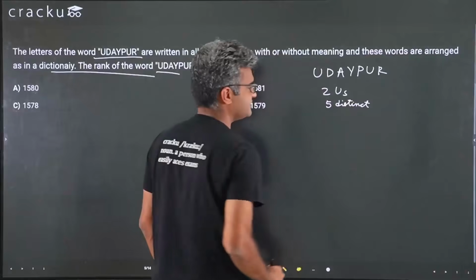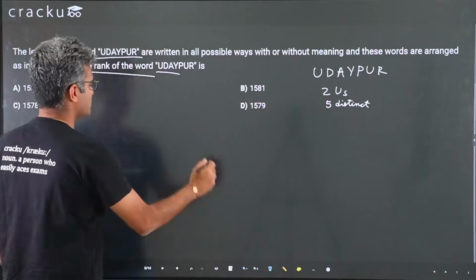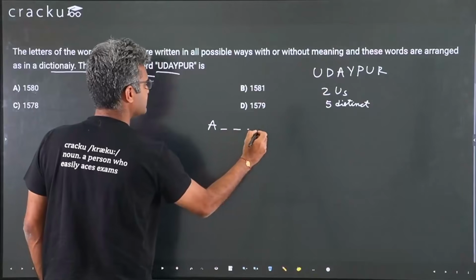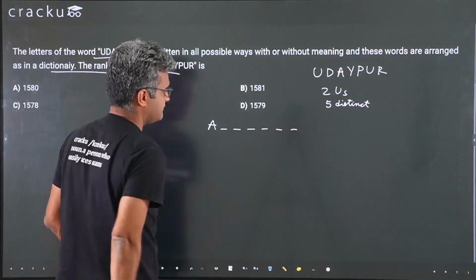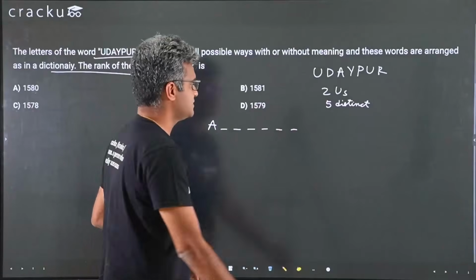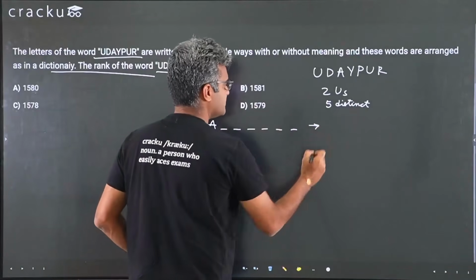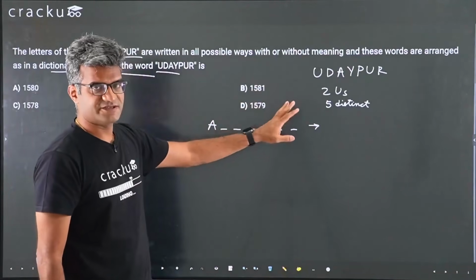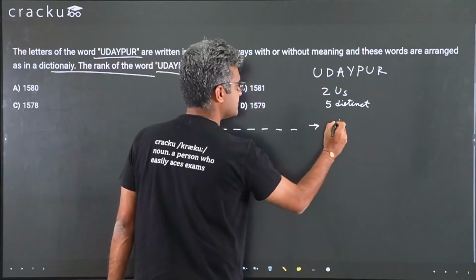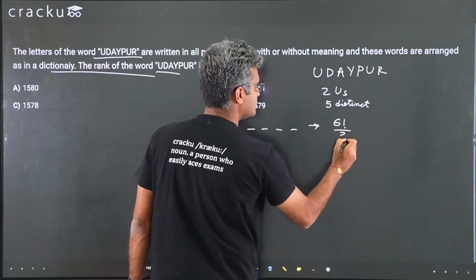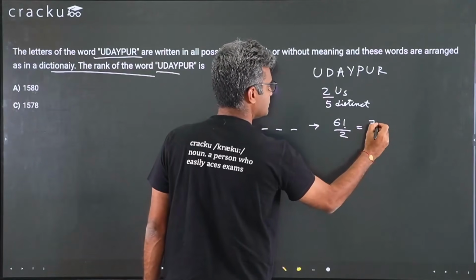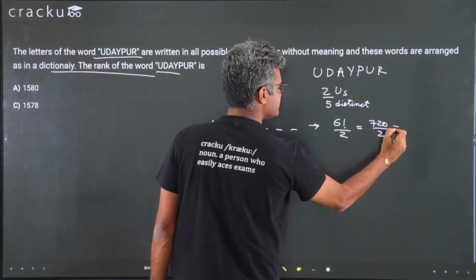In a dictionary, the first letter is A. So if you are looking at the 7 letter words starting with A, we will have 6 letters remaining, out of which U will be repeated 2 times. So the total number of words possible which are formed using these 7 letters and the starting letter is A is 6 factorial divided by 2, because we have 2 U's. This will be 720 by 2, which is 360.